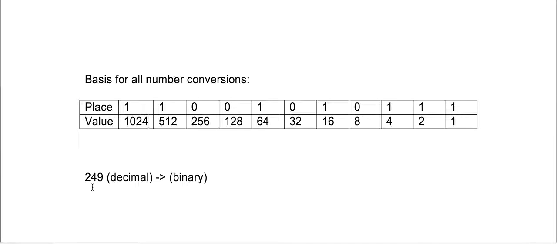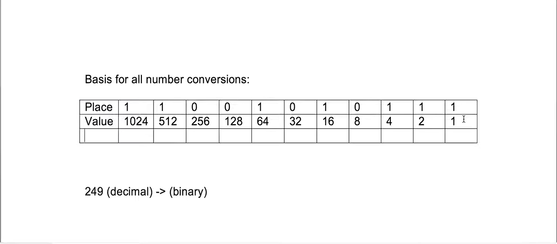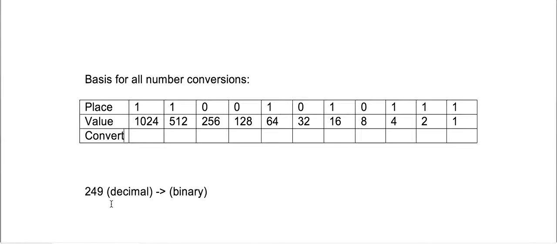Okay, so in order to convert a decimal number into a binary, we need to add up any column value if there's a 1 underneath it. So the best way to do this conversion: we go 249, the biggest number that will fit into 249 without overshooting it is 128. Because if we have one lot of 256, obviously we've already overshot our value of 249. So I'm going to put a 1 there.